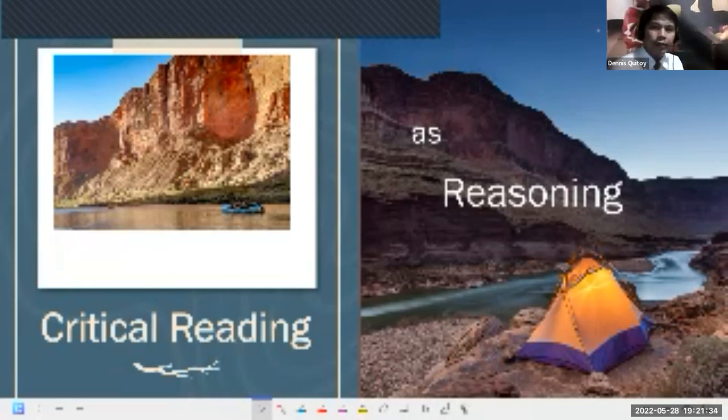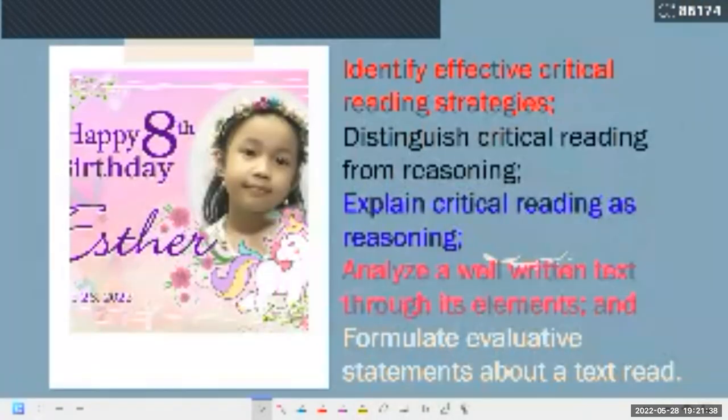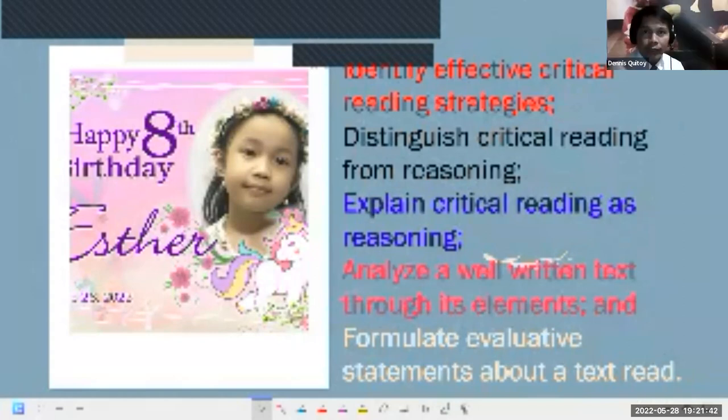Okay, so at the end of this lesson, you are going to identify effective critical reading strategies. So that's number one.